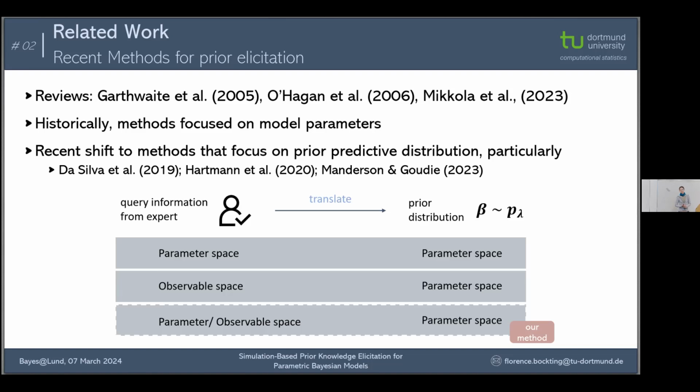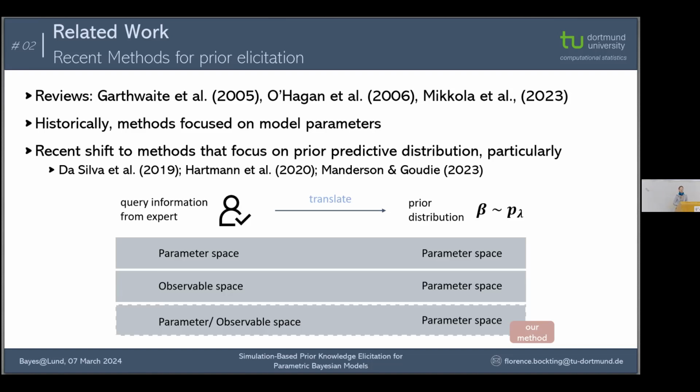And there exists a whole research strand working on exactly this question and working on methods to translate expert knowledge into prior distributions. Historically, most methods focused on querying the expert with respect to quantities of the parameter itself. And then the question is, how can we construct a distribution for the parameters based on this knowledge? Recently, there has been a shift to focus on the prior predictive distribution, such that we can ask the expert with respect to the outcome variable and the scale with which the expert is familiar, and then translate this knowledge into the parameter space and construct prior distributions on the parameters in the Bayesian model.